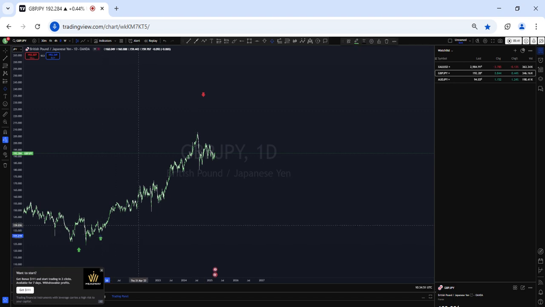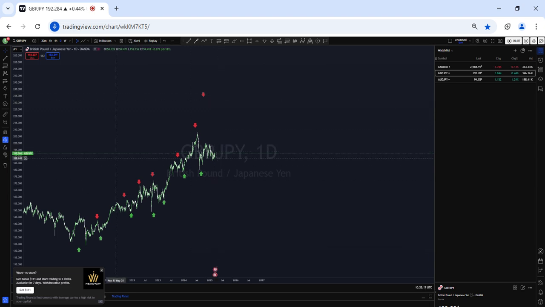Let's point out the lows. These are our lows, and this is still another low. These are our highs in which the sellers started selling. These are our highs, and these are our highs again. So this is it.